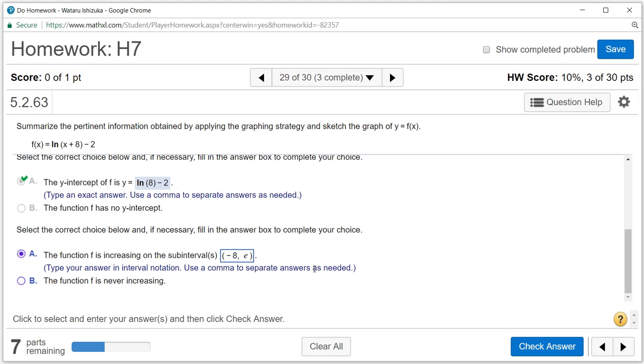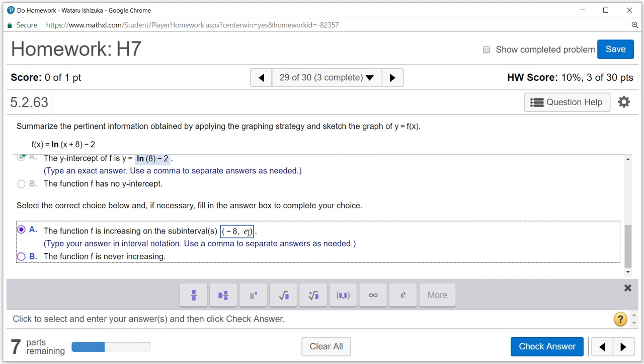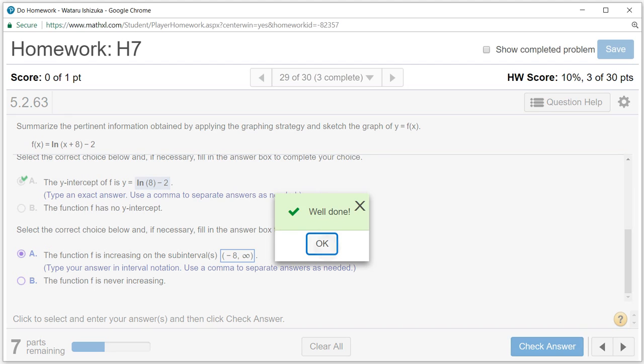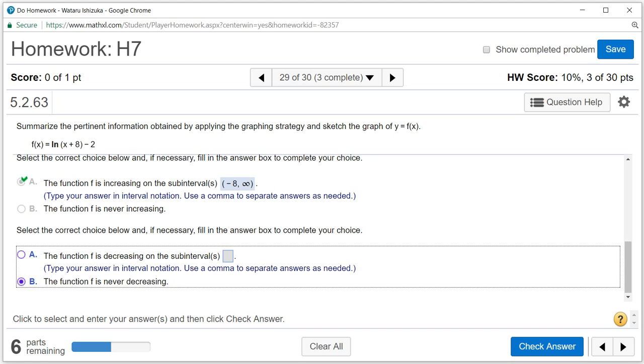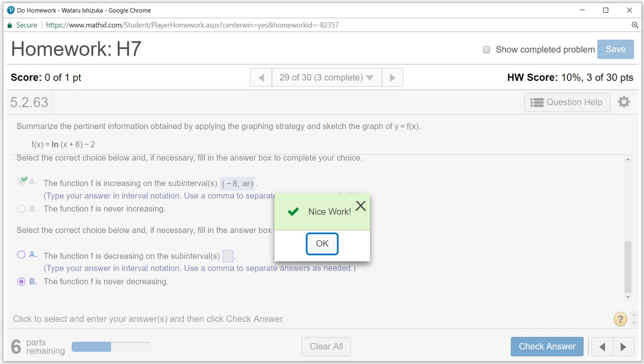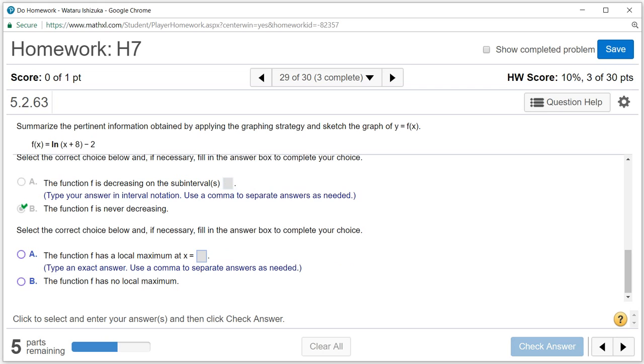I messed it up somewhere, huh? Oh, sorry. I put E instead of infinity. Sorry, that was a mistake. Infinity. Yep. Alright, got that. Alright, then the function is decreasing. Actually, this guy is never decreasing. Alright, got that.